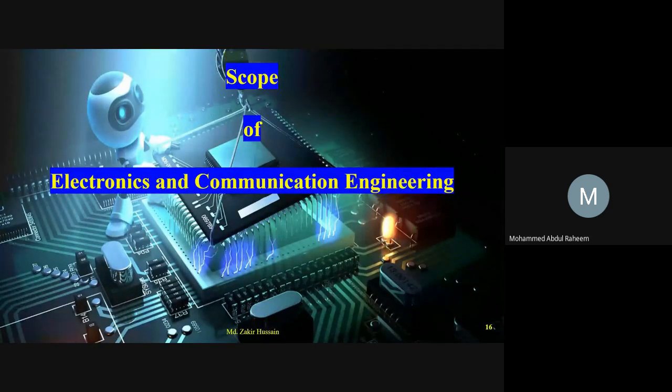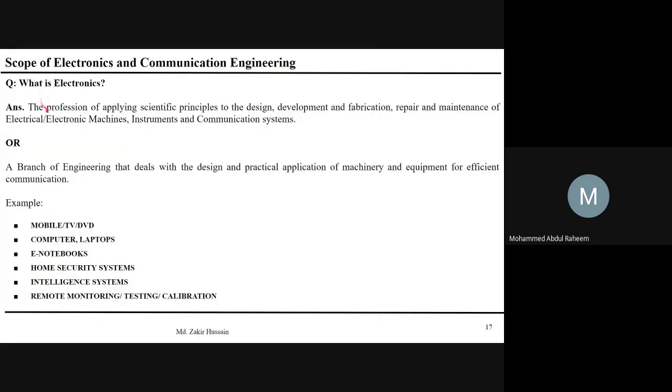Scope of electronics and communication engineering. Before going to that, you have to understand what electronics is. It is the profession of applying scientific principles to the design, development, fabrication, repair and maintenance of electrical or electronic machines, instruments, and communication systems. This is how electronics is defined. You see a few examples here, all of which you are familiar with.